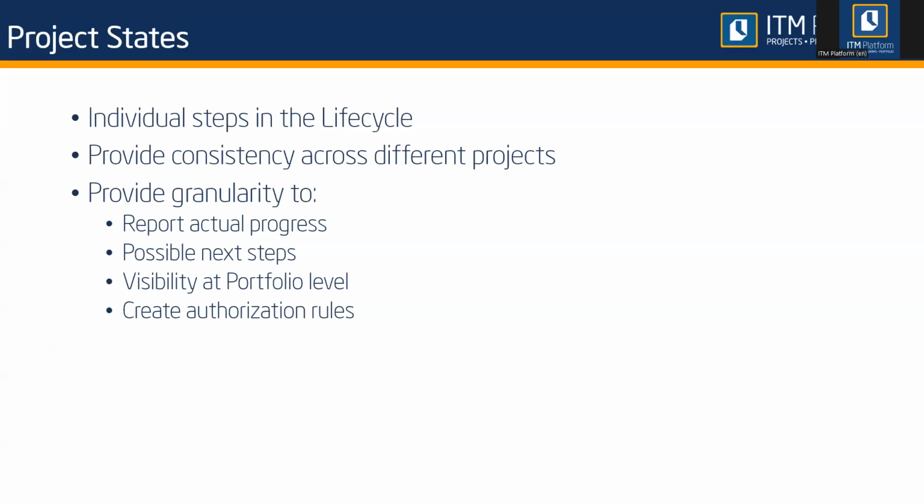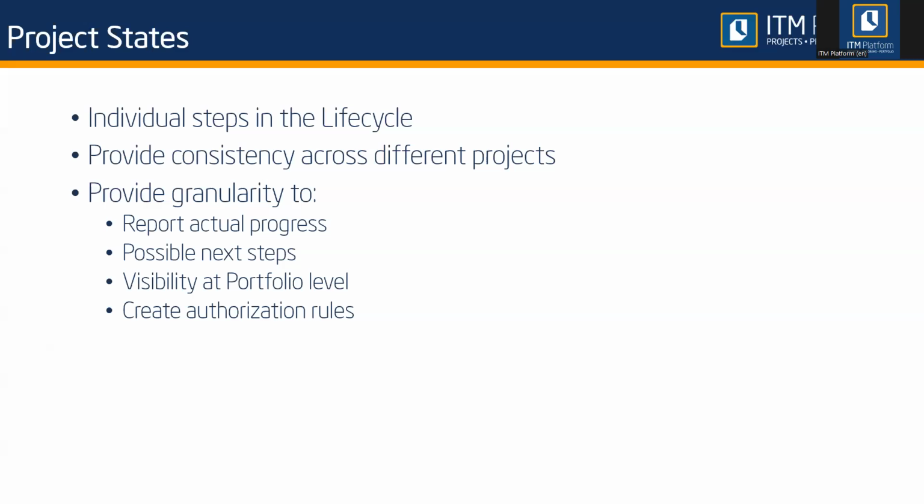Okay. It will also define what the possible next steps are. Maybe you cannot jump from any step to any other step or state. So you can define that if you are in step 2, for example, you're allowed to go to step 3, but you are not allowed to go to step 5. Okay, so you need to define all those settings inside ITM Platform, and I'm going to show you how to do it.